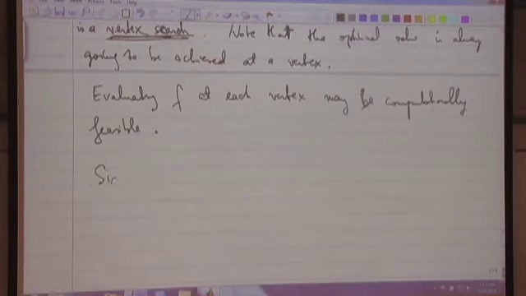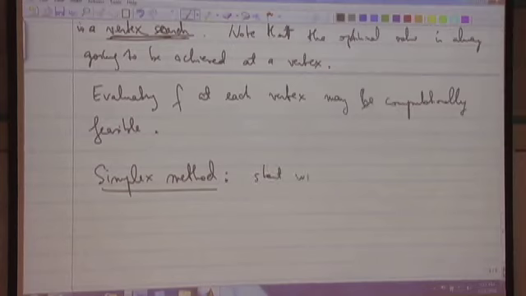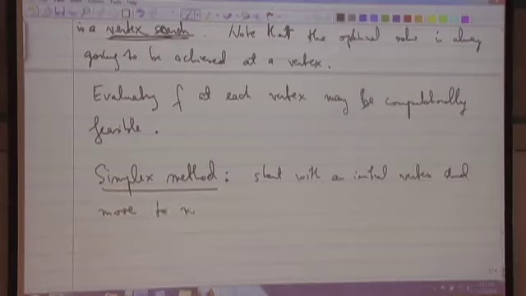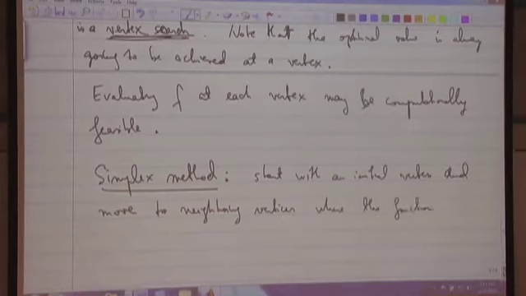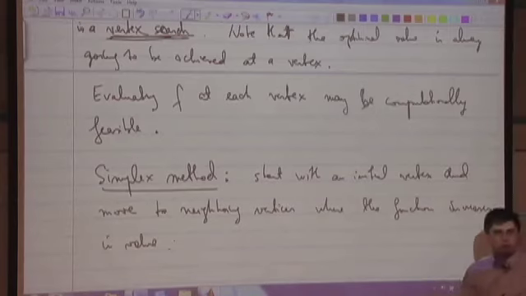So this vertex search, the idea of the simplex method is: start with an initial vertex and move to neighboring vertices where the function increases in value, if it is to maximize, or decreases in value if you have to minimize, right?